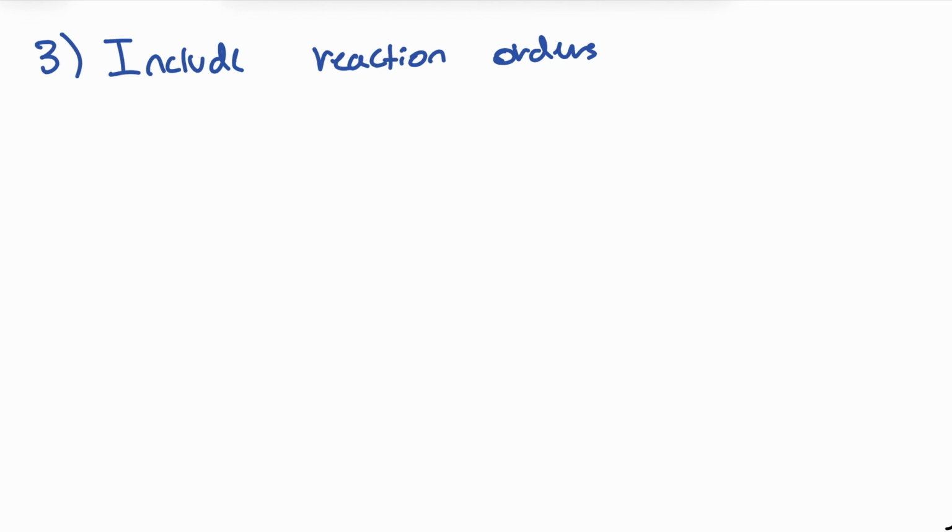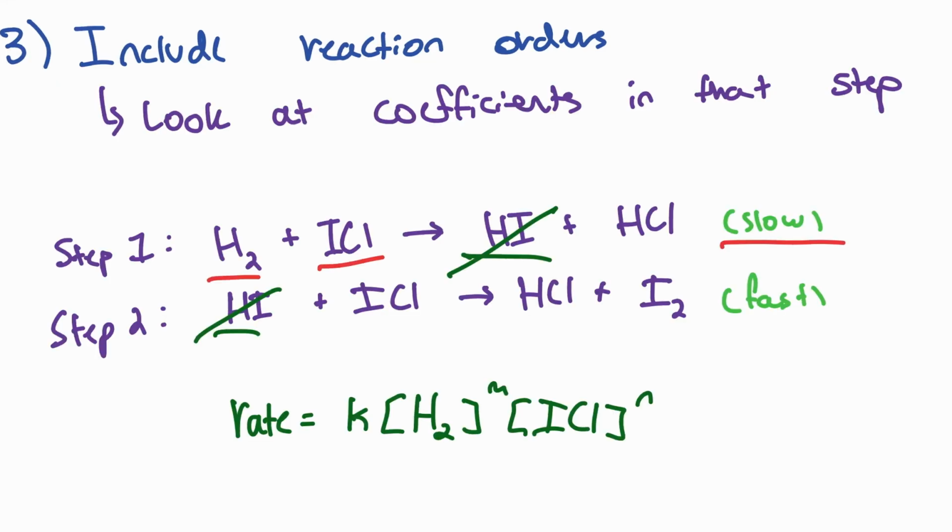And then to finish off, for our third step, we just need to include the exponents signifying the order of our reaction. To do this, we just reference the coefficients placed before our species in our rate determining step. They will be exactly equal to the reaction order for that reactant. So a coefficient of 2 would signify a reaction order of 2, a coefficient of 1 would signify a reaction order of 1, and so on. So let's now write that for our rate law. We see that our hydrogen gas has a coefficient of 1, so the reaction order for our hydrogen gas is going to be 1. And our ICl also has a coefficient of 1, so the reaction order is also going to be 1.